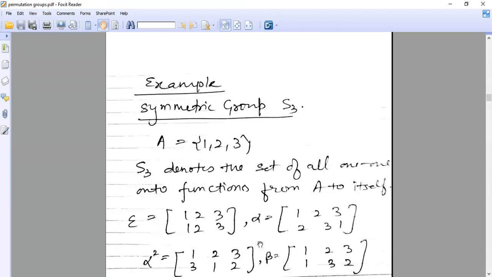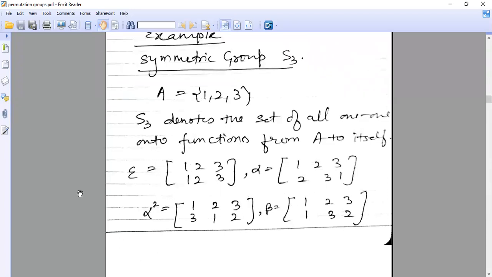So this is an example of S3. S3 means you have a set A with these 3 elements 1, 2, 3, and we are defining the set of permutations on this set. So this is called the symmetric group S3. So you have set A, this set, then S3 denotes the set of all 1-1 onto functions from A to itself. So these are all 1-1 onto functions.